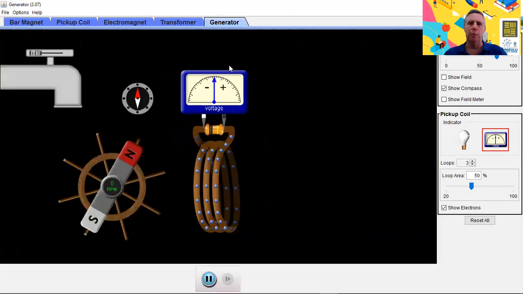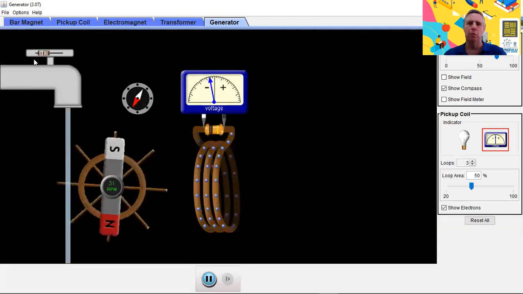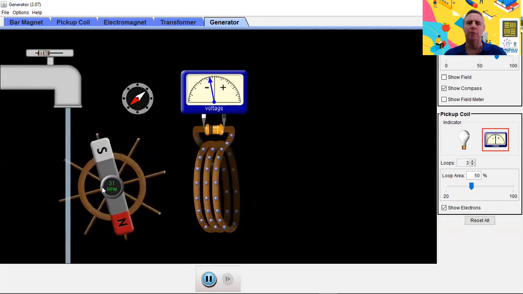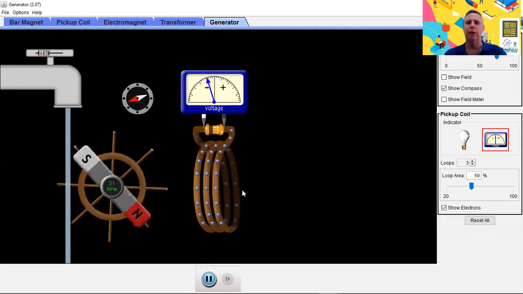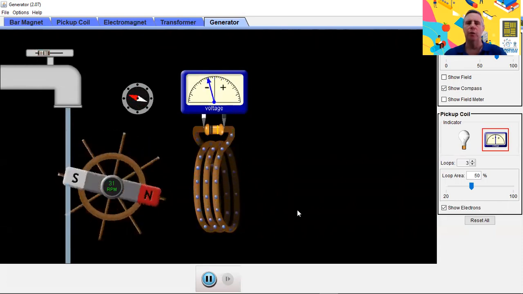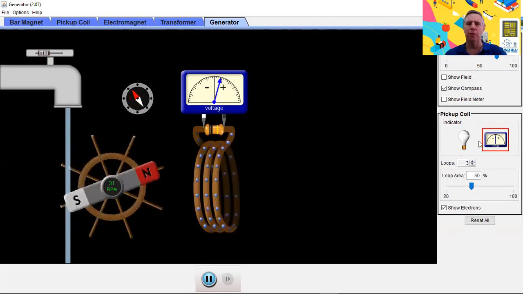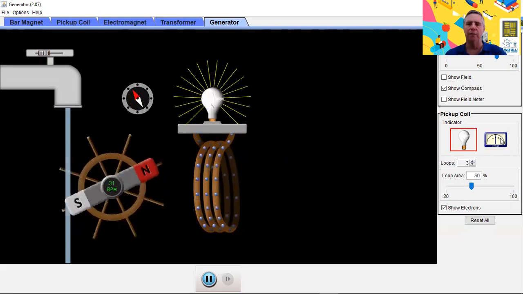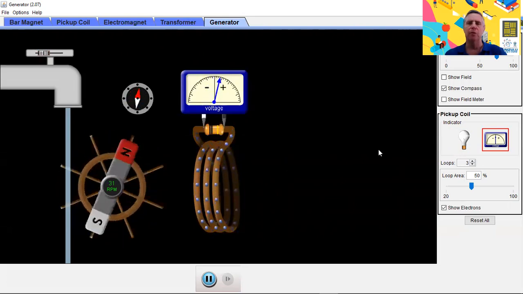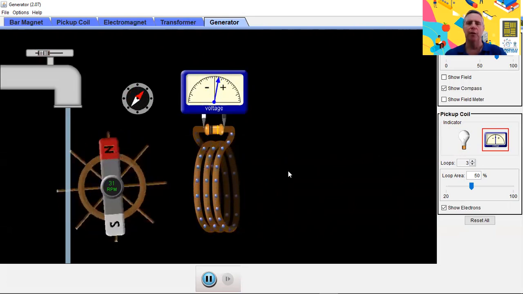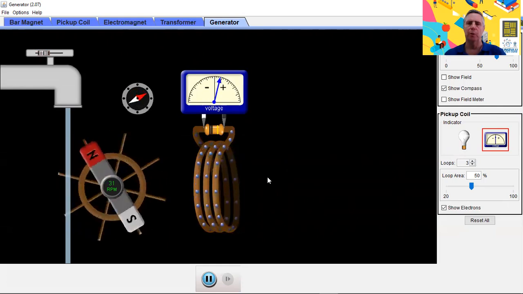Now, of course, we can make this into a generator. And if we have some sort of source of power, it might be a coal-fired generator, it might be one run by petrol, it might be turned by hand, or in this case, we have water falling on a water wheel that turns a magnet, and that changing magnetic flux through the coil causes a voltage to be generated. But you can see that even though a bulb would keep shining, the voltmeter changes from positive to negative as the north or the south pole passes.